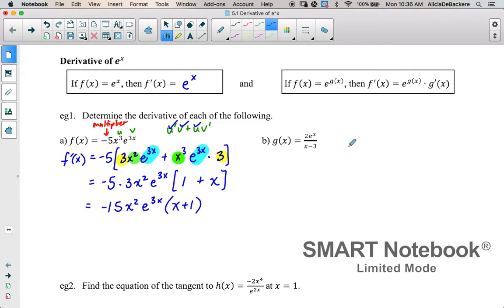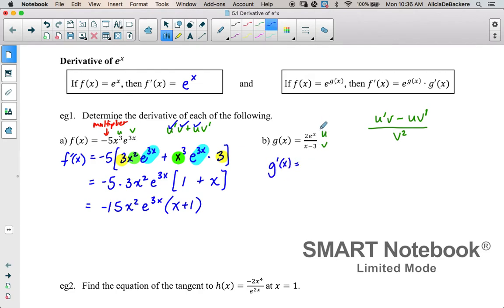All right, moving on to the next example here. I'm going to take the derivative, and I have something with x's divided by something with x's. So I do have a quotient rule. I'm thinking of the numerator as u and the denominator is v, and I'm remembering my quotient rule. And I'm going to go through these pieces.